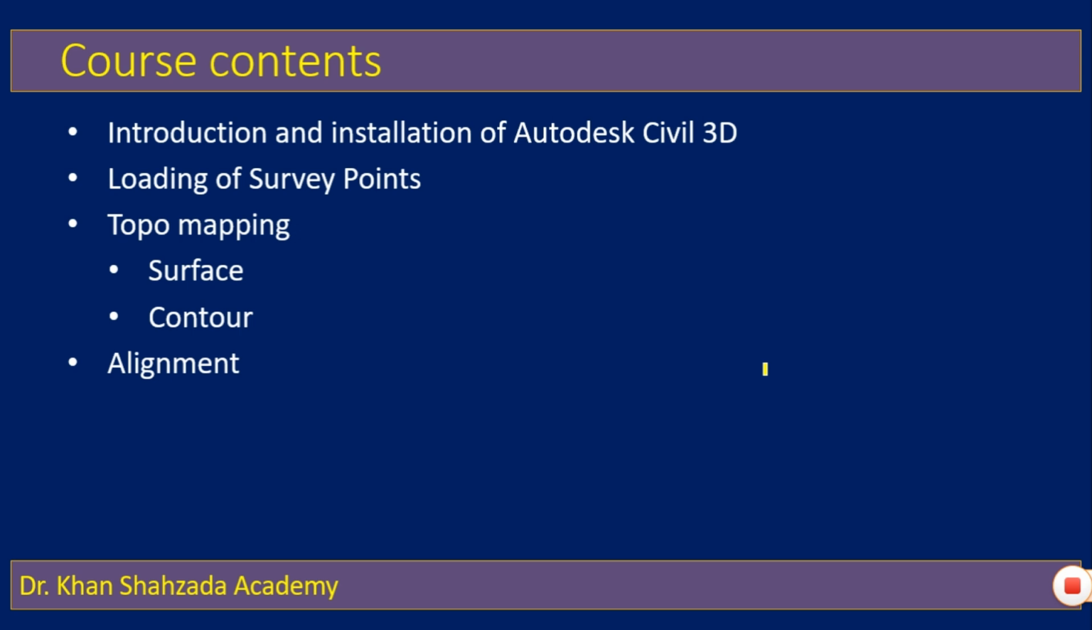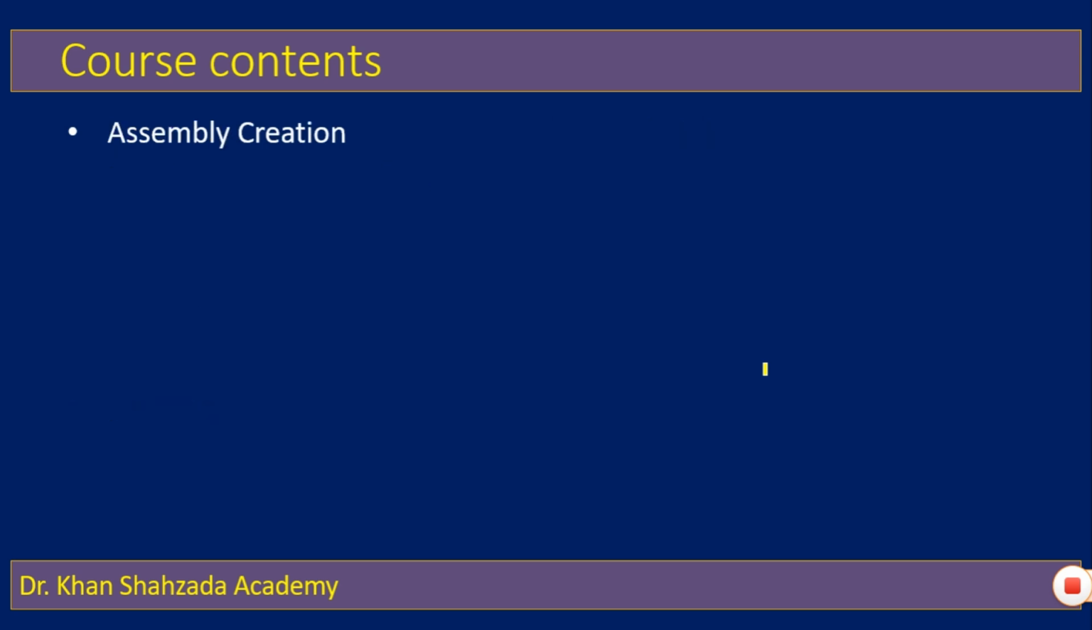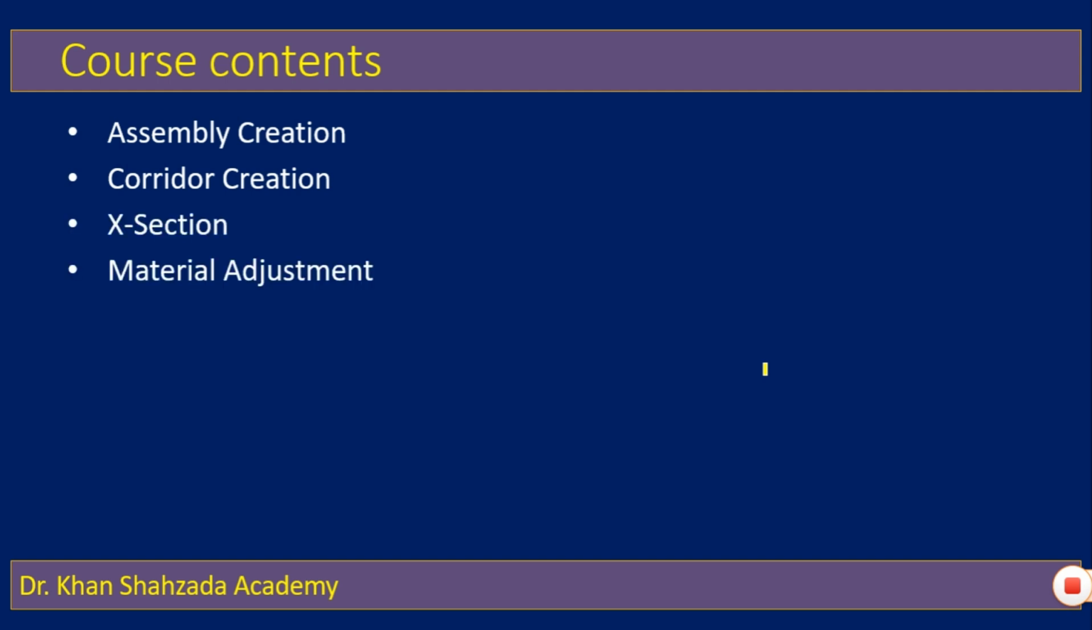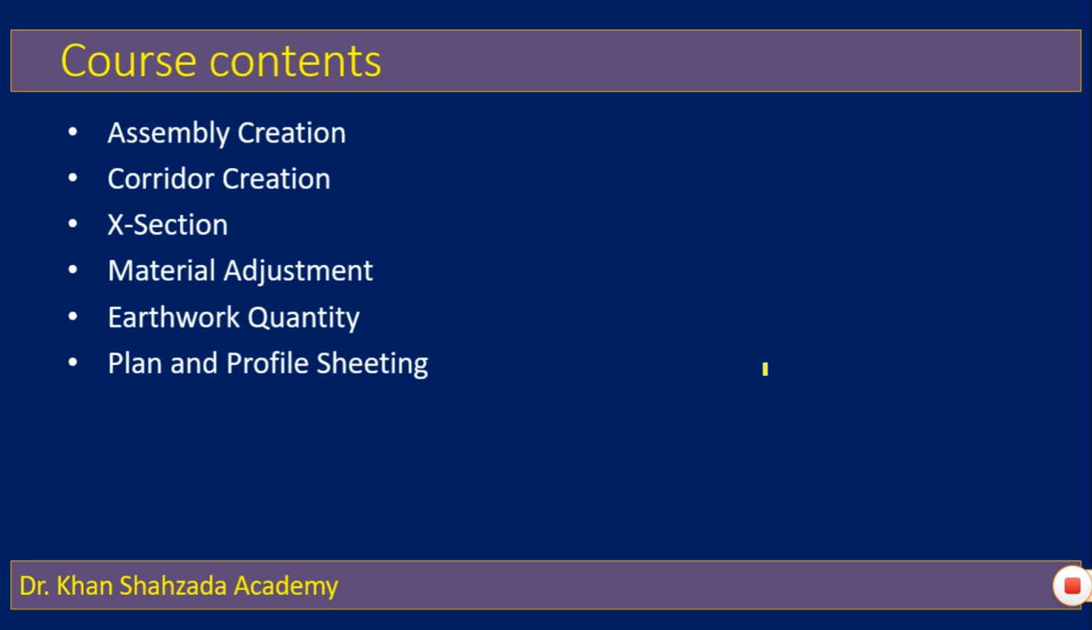After that, we will discuss the alignment and profiling. Similarly, we will move to discuss assembly creation, corridor creation, then cross section, and then material adjustment to find earthwork quantity, plan and profile sheeting, and finally data exporting. So this is the course content, which we will complete one by one in videos.